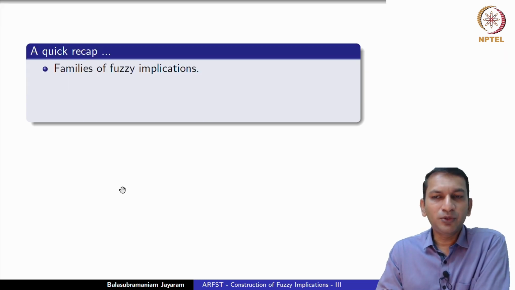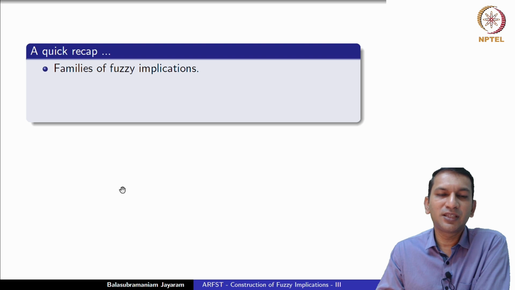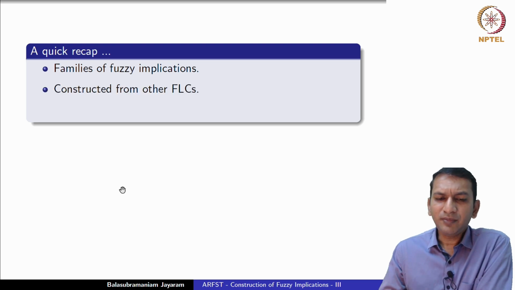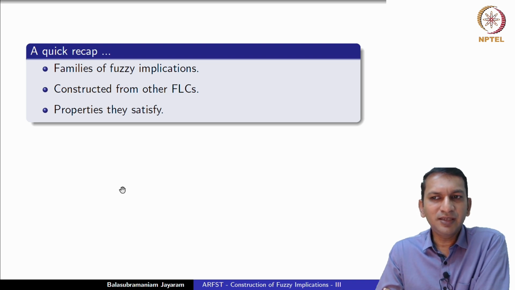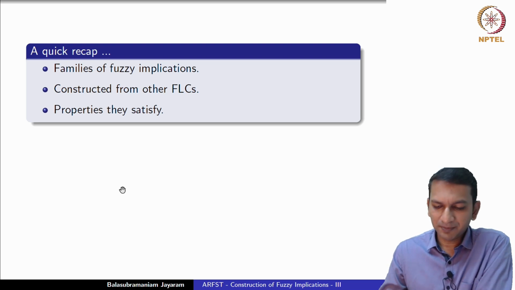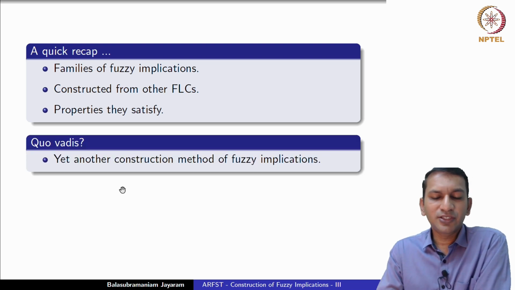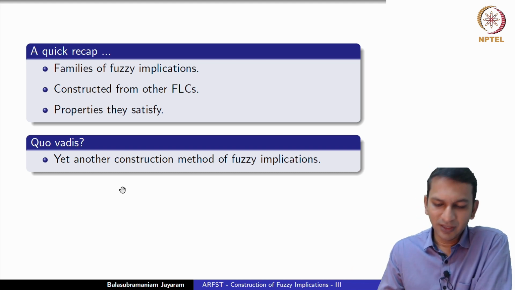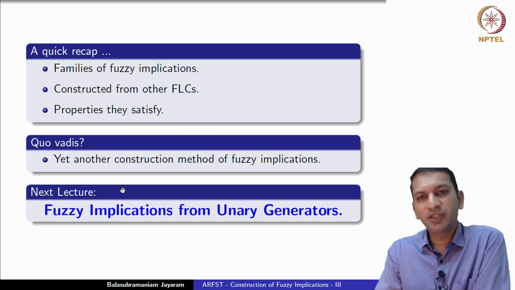Well, with this we'll come to the end of discussing constructions of fuzzy implications from other fuzzy logic connectives. At least in this course, these are the three families that we are going to see in depth as being constructed from other fuzzy logic connectives. We have seen three such families, that of S-N, R and QL implications, and we have discussed the properties that they satisfy. In the next lecture, we will look at yet another construction method of fuzzy implications, that of obtaining them from unary generators.